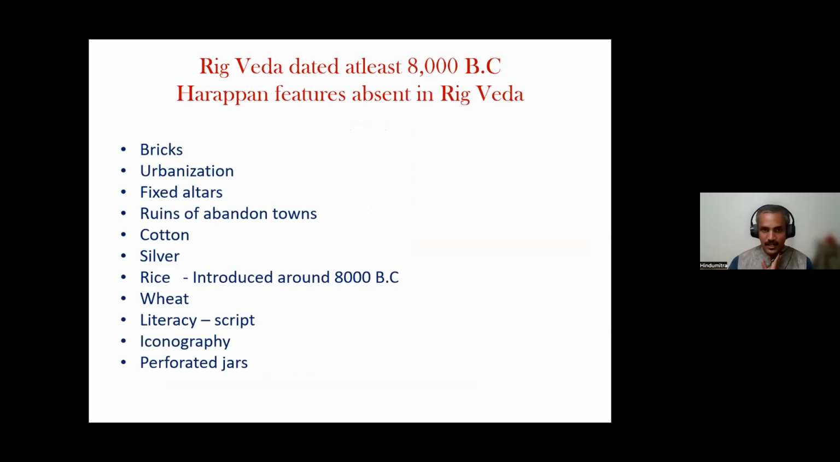Another evidence which shows that the Rig Veda is older than 8,000 BC is that Harappan features are absent in the Rig Veda. That means Harappan cities evolved after the Rig Veda came. For example, the existence of bricks.